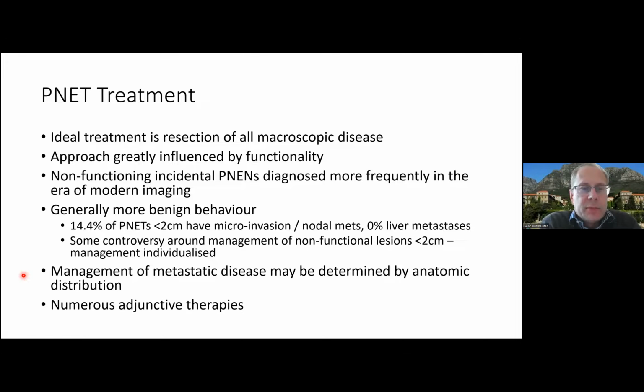Although having said that, up to about 15% of neuroendocrine neoplasms that are under 2 centimeters may have microinvasion or nodal metastases, but usually without liver metastases. There's probably about a 0 to 10% rate of liver metastases in tumors under 2 centimeters. There is some controversy around the management of non-functional lesions less than 2 centimeters, and we'll talk about that in a moment. And the management of these patients really is an individualized one.